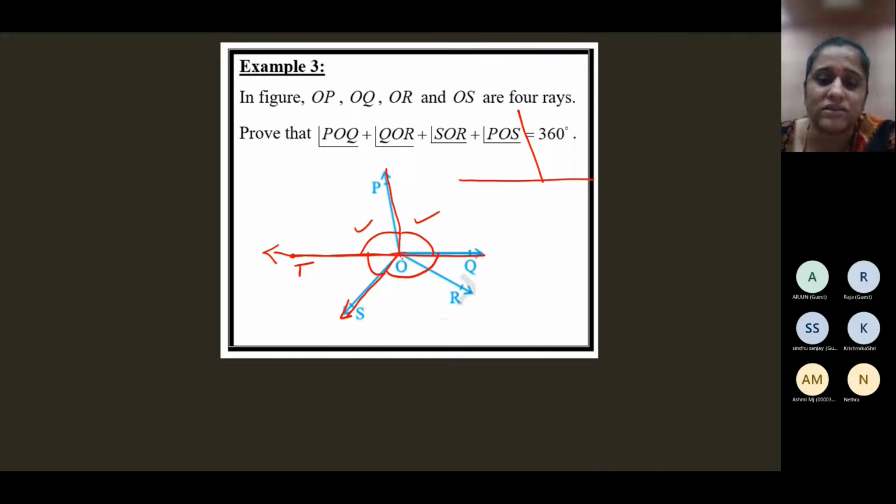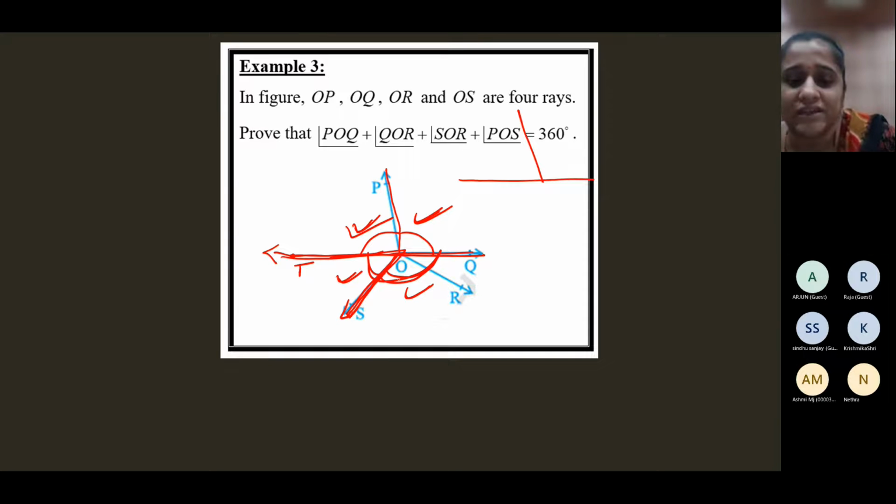See here. With respect to OS, this is one angle and this is the other angle: TOS, QOS. Now, when you add these two, what will you get? This angle plus this angle plus this angle plus this angle is equal to 360. When you add these two equations, you will get the sum of these four angles is equal to 360.